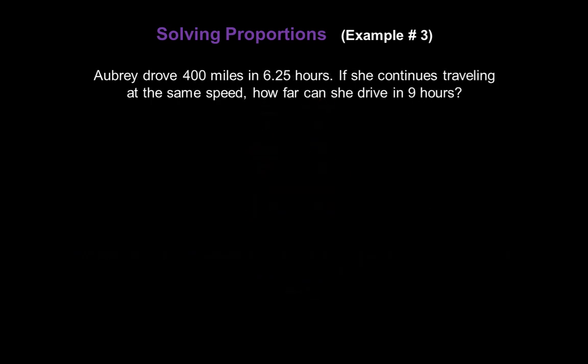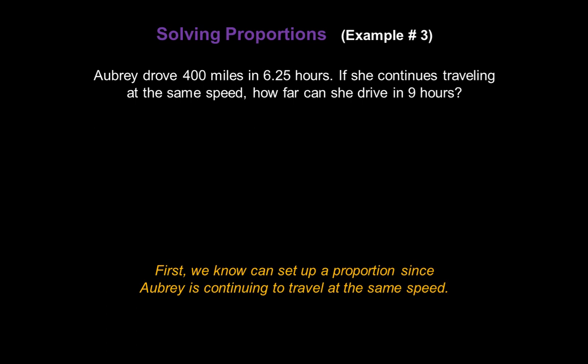Now let's work a word problem. Aubrey drove 400 miles in 6¼ hours. If she continues traveling at the same speed, how far can she drive in 9 hours? First, we know we can set up a proportion since Aubrey is continuing to travel at the same speed. She drove 400 miles in 6.25 hours. So let's go ahead and set that up.